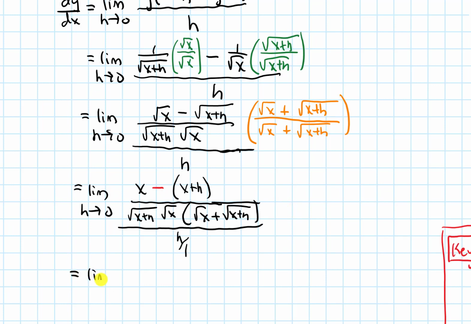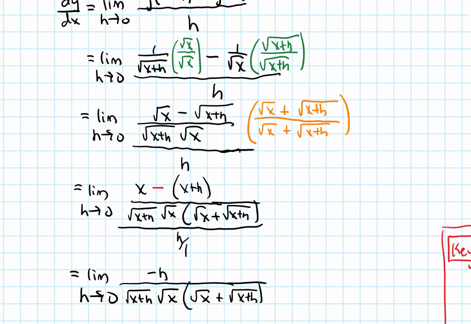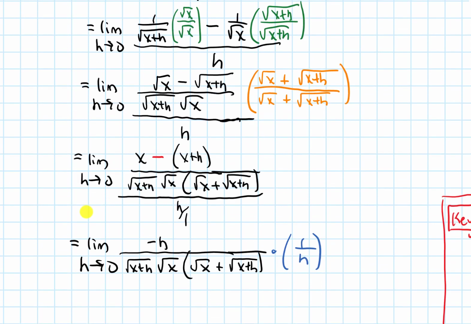So we get the limit as h approaches 0. So after I distribute this negative x, the x's will cancel, and I'll be left with a negative h over root x plus h times root x, parentheses, root x plus h. And now I'll multiply by the reciprocal of h over 1, which is 1 over h. And now we see something nice happening. The h's are going to cancel. And once they've canceled, now I'm going to be good to plug in 0 for the h.